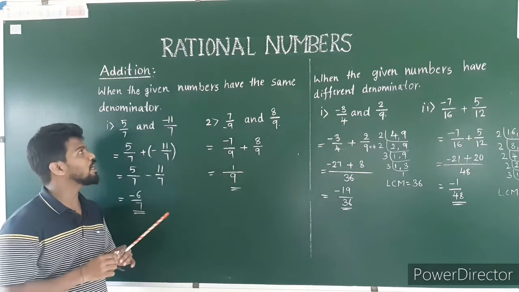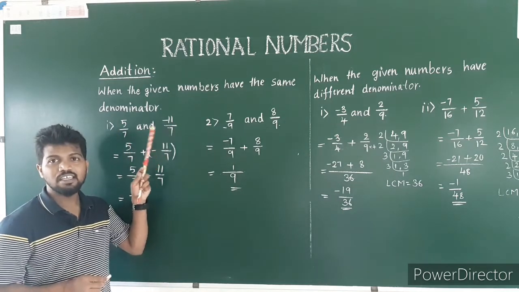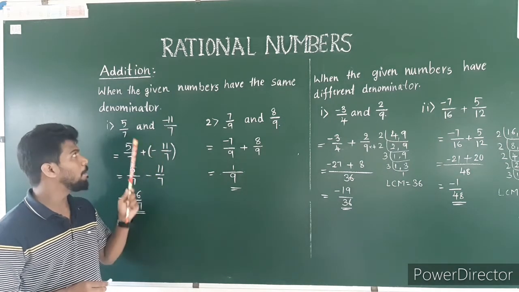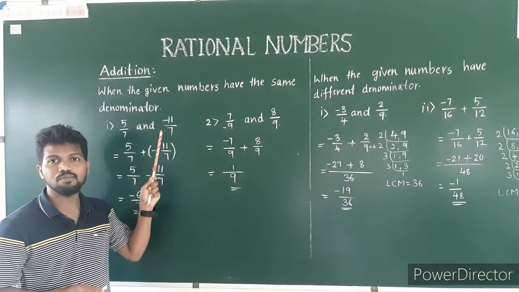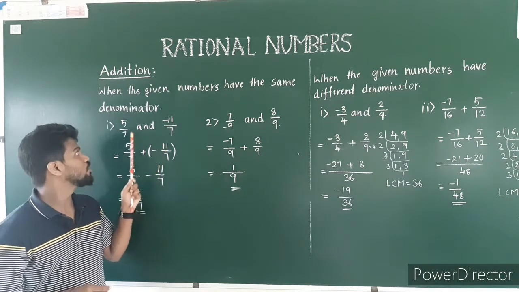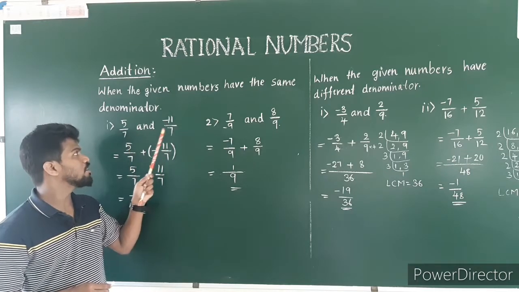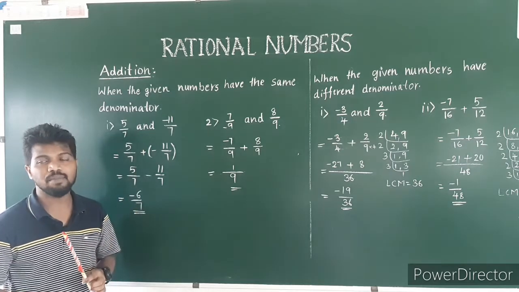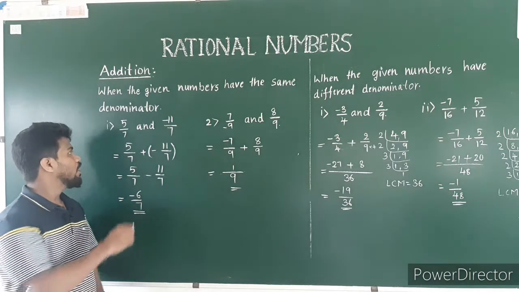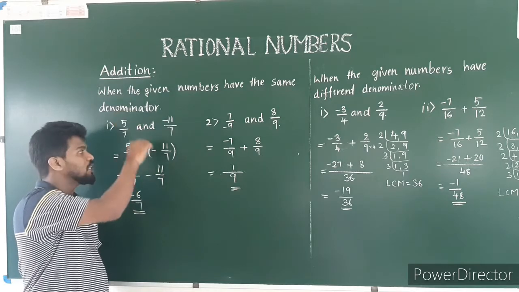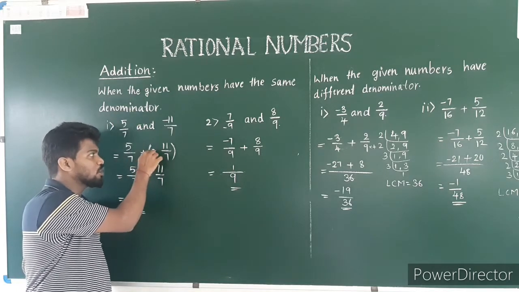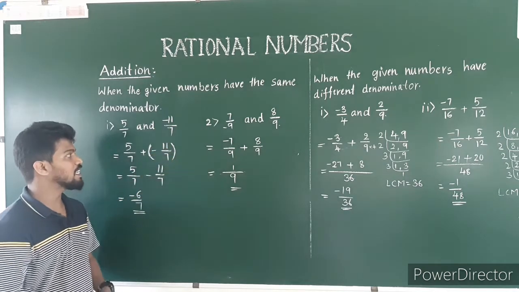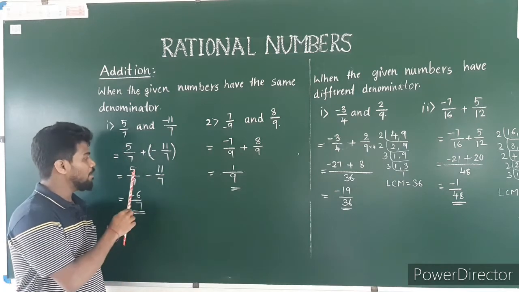In fractions, you get both positives. In fractions, you consider only positive terms. But in rational numbers, you get negatives also, because they include integers. So first one, 5 by 7 and minus 11 by 7. Add. So write 5 by 7 plus, because it is addition. Since you have a negative sign here, put a bracket for this one: minus 11 by 7.